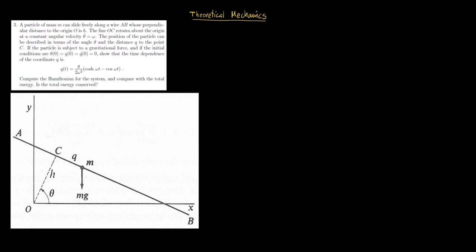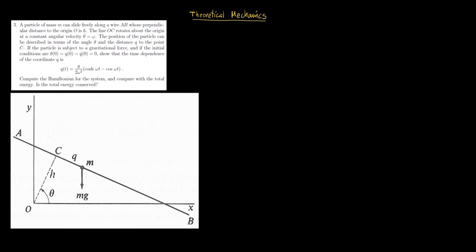Compute the Hamiltonian for the system and compare with the total energy. Is the total energy conserved? Well, the first thing we are going to do is to calculate the Lagrangian, and once done, building the Hamiltonian will be very easy because we will just have to do a Legendre transformation.